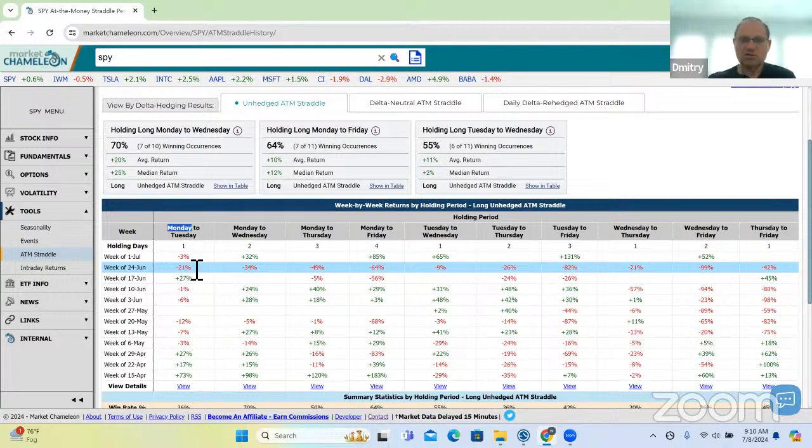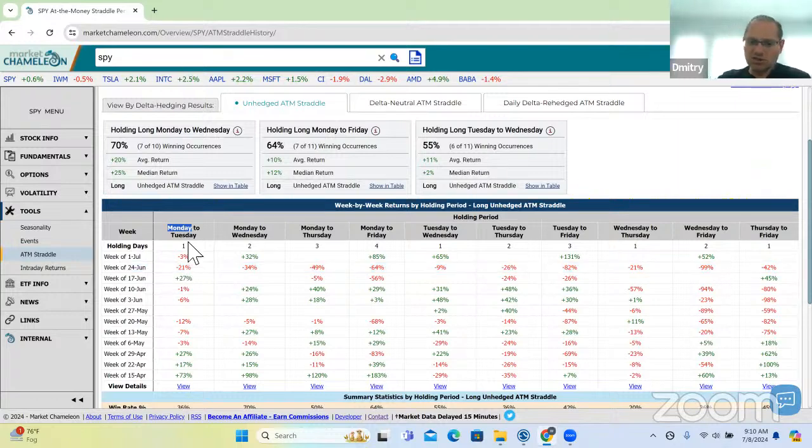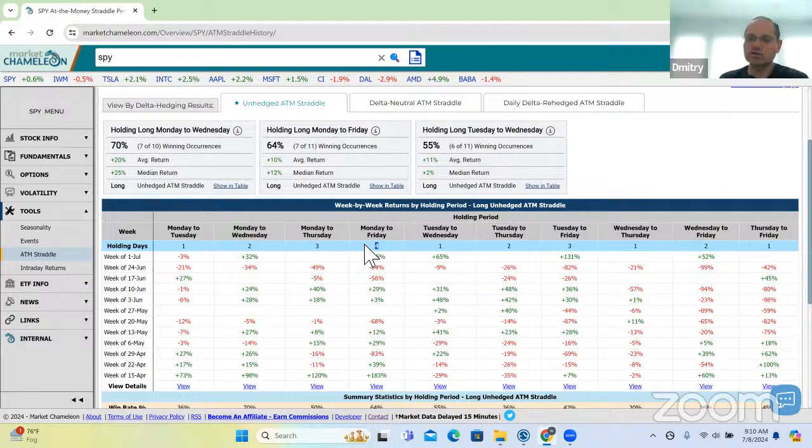weekly range? Okay, so here you could see if we start from Monday to Tuesday, Monday to Wednesday, 2 day hold, Monday to Thursday. How about the entire week from Monday to Friday, right? How does this straddle tend to do? So if you took the nearest term straddle that covers those days, right? So that's what we're looking at.